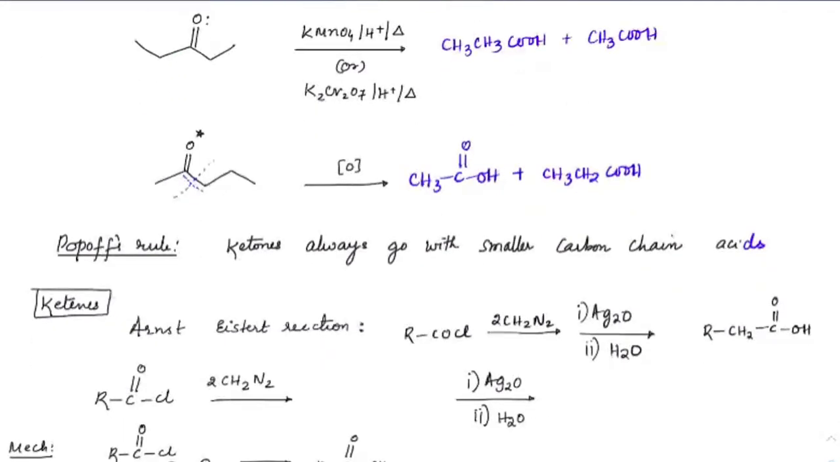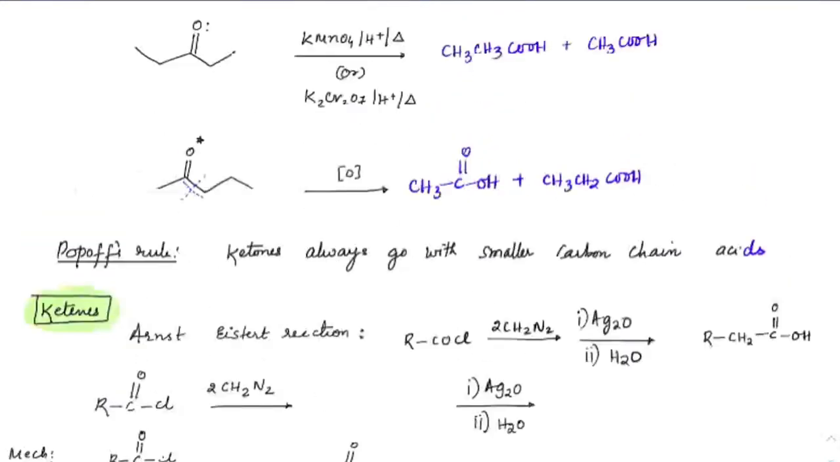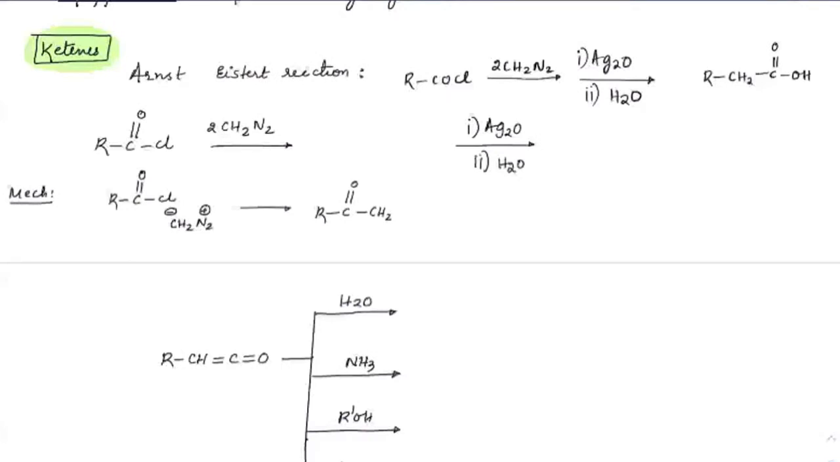Next is the formation of acids and its derivatives from ketenes. This is new. So from ketenes, you may not have heard about how to get this. So just focus on this properly. So we will see the Arndt-Eistert reaction.